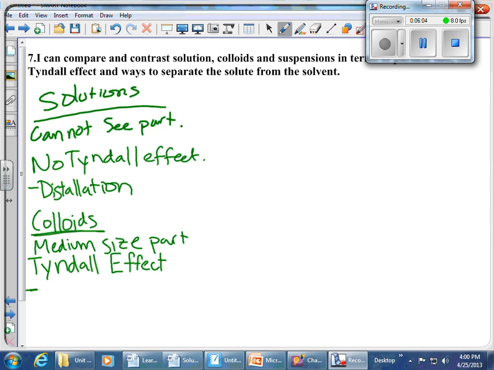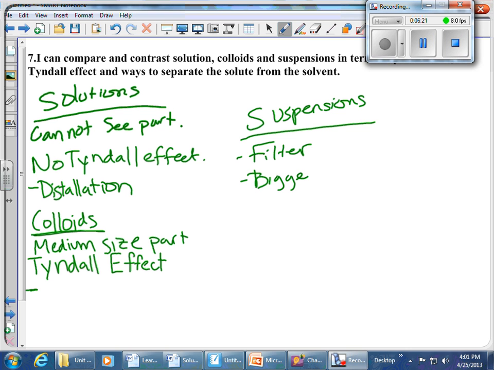Okay, the last one is suspension, so we can usually see the particles. Okay, the biggest thing is we can use a filter to separate them, bigger particles. All right, we can usually see them. Okay, filtering is a big thing. They also have the Tyndall effect.